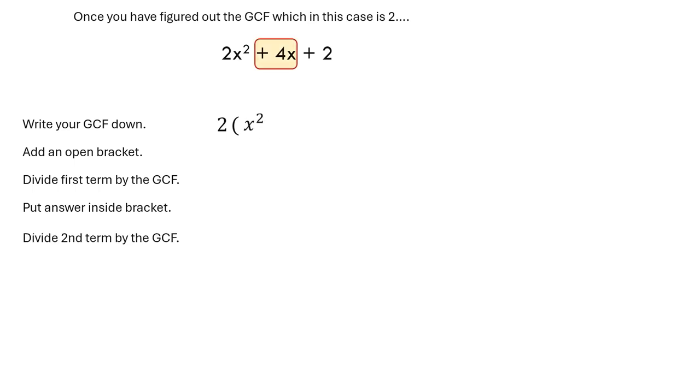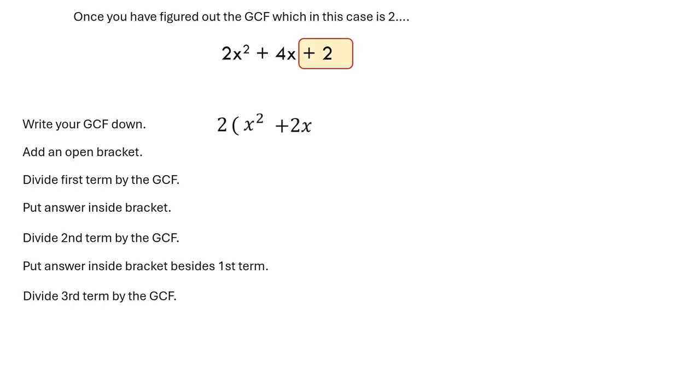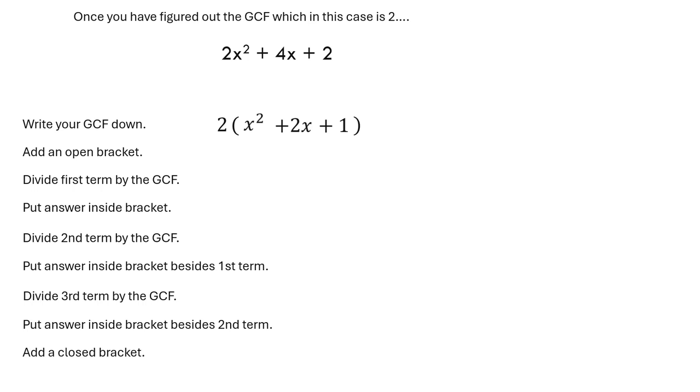Looking at our second term, dividing it by the greatest common factor gives us an answer of 2x. Put that inside the brackets right next to the first term. Bringing down the third term, dividing it by the greatest common factor gives us an answer of 1. Put it inside the brackets, add our closing bracket, and there we have our answer.